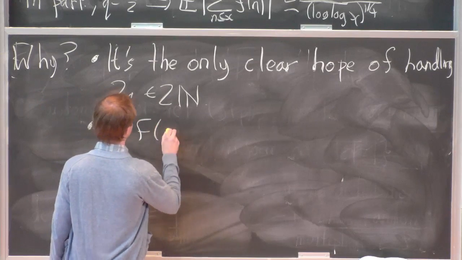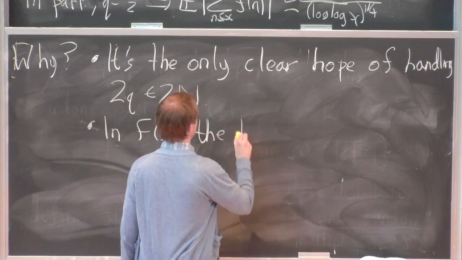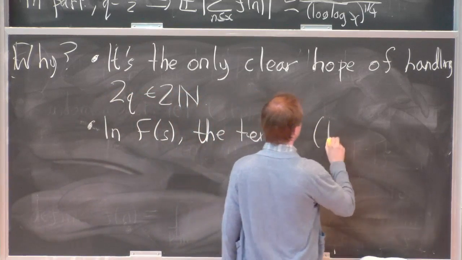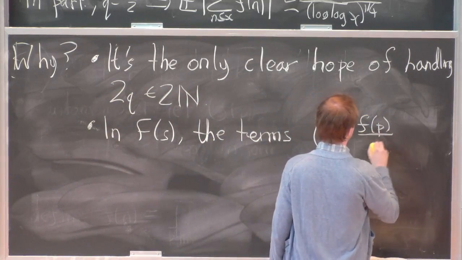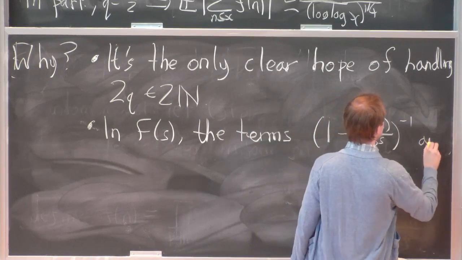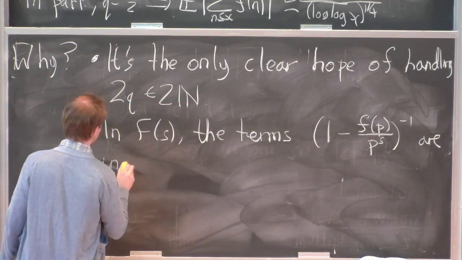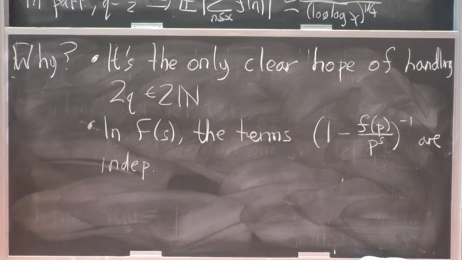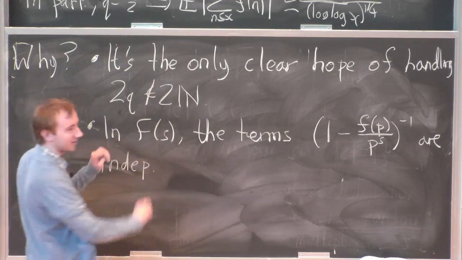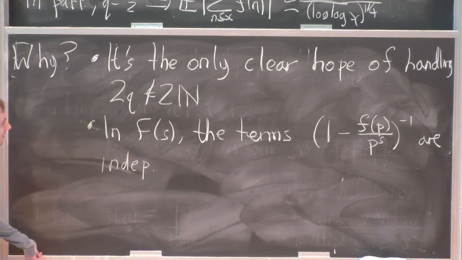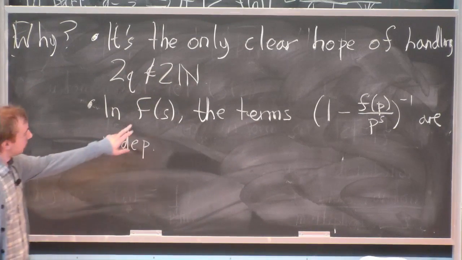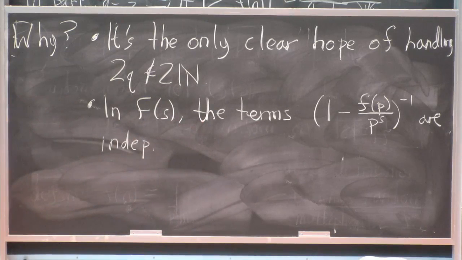in the Euler product, these terms, 1 minus f of p over p to the s to the minus 1, are independent, which is always good. Yes, thank you. Right. So in the Euler product, these things are independent, which is good, whereas in the original sum, the independent f of p's are all tangled up, making up the f of n's, which is much harder.